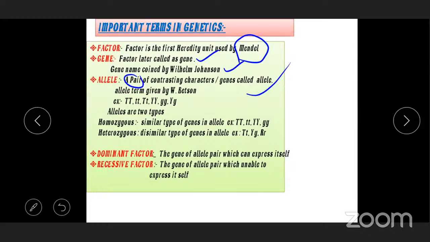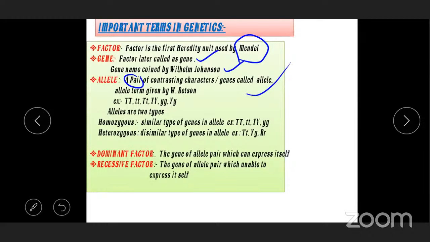Here are some examples. Capital T, small t, one pair; that is why it is one allele. Capital T, one pair, one allele. Capital Y, small y, one pair, one allele. These are some allele examples.